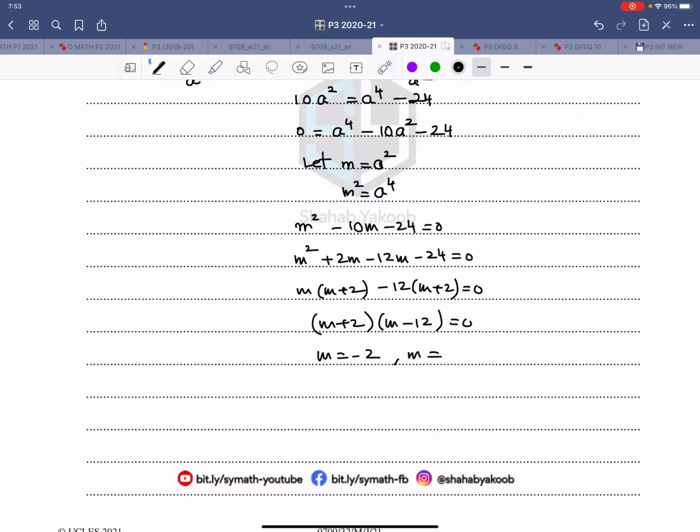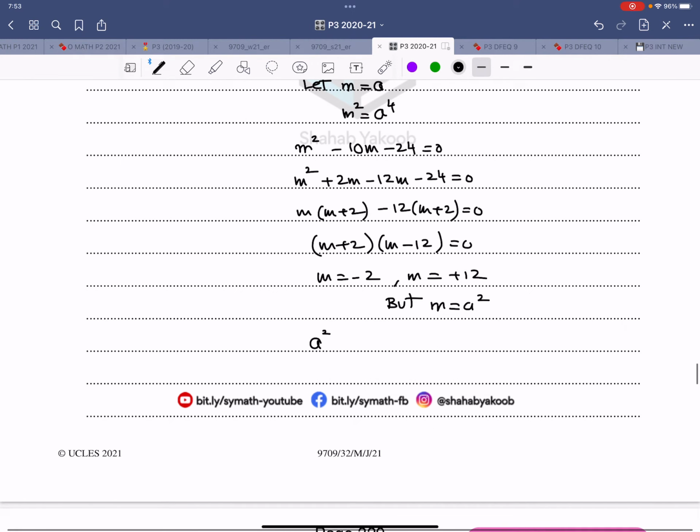But remember, what is m equal to? m equals a square. So a square equals negative 2. Reject. Why? Because your answers are real. And similarly, a square equals 12. Therefore, a square equals 4 into 3 square root. That's 2 root 3, plus minus 2 root 3.